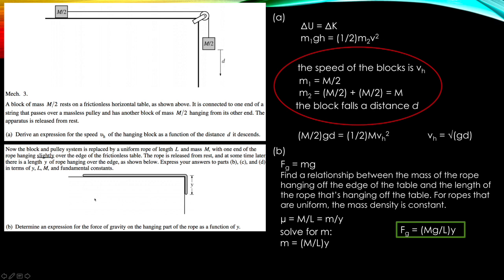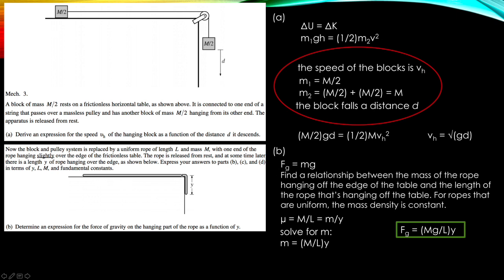Okay, so now we've got a rope here hanging off this table. And for part B, we have to determine an expression for the force of gravity on the hanging part of the rope as a function of y. So how much this thing is slipping down, that's y. The general formula for gravity is mg. Fg is always going to be equal to mg. So the problem here is it's not quite straightforward what m is, right? And we know that the rope's mass is m.